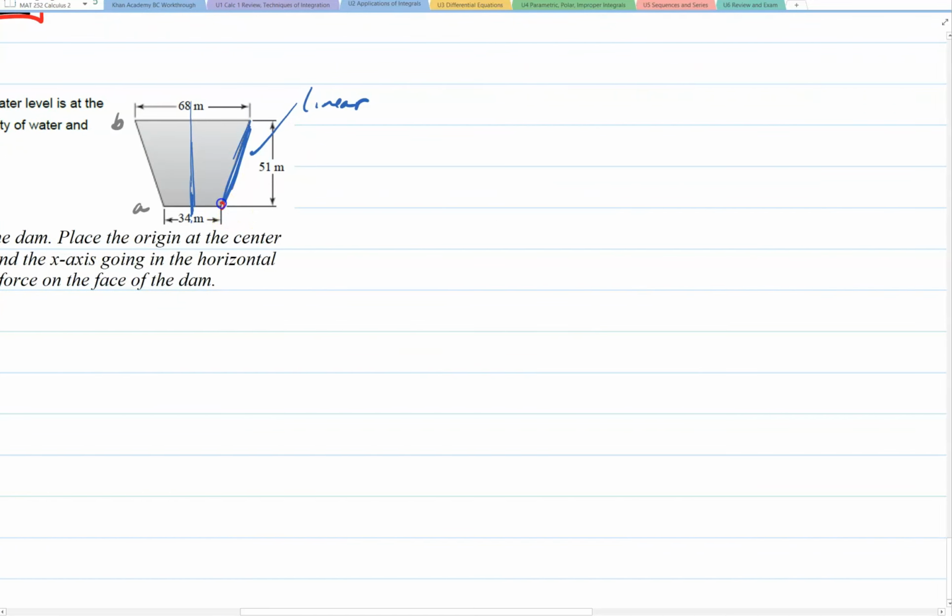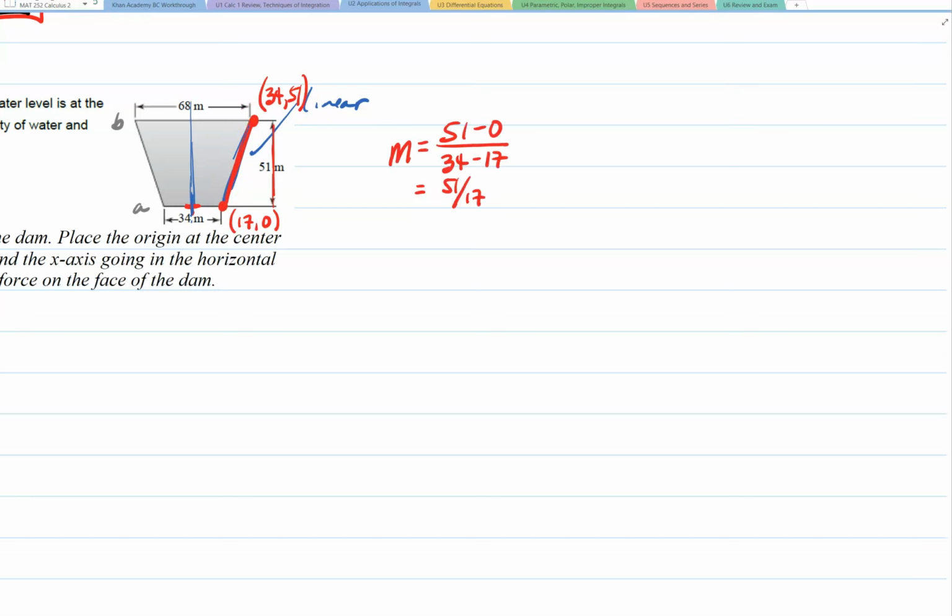So I'm going to note that this position here, if our origin is right at the center, well, that's 17 units to the right and 0 units up. And then this position here, well, that's half of 68, so that's going to be 34 units to the right. And this note is telling me that it's 51 units in the air. So now I have two coordinates. I can establish the equation between those two.